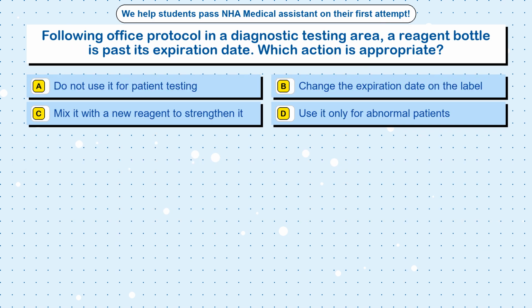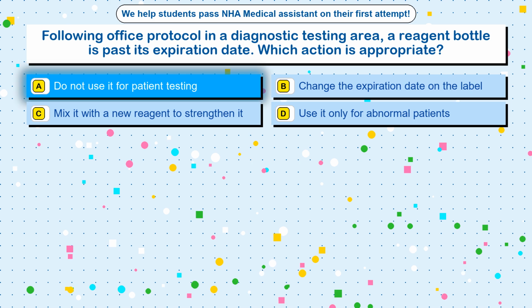Question 28. Following office protocol in a diagnostic testing area, a reagent bottle is past its expiration date. Which action is appropriate? Option A. Do not use it for patient testing. Option B. Change the expiration date on the label. Option C. Mix it with a new reagent to strengthen it. Option D. Use it only for abnormal patients. The correct answer is option A.